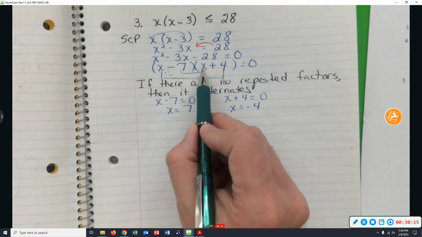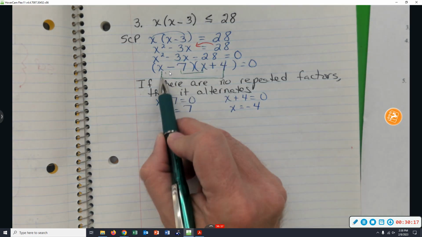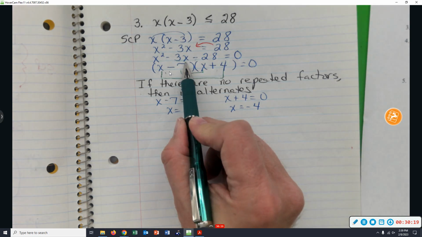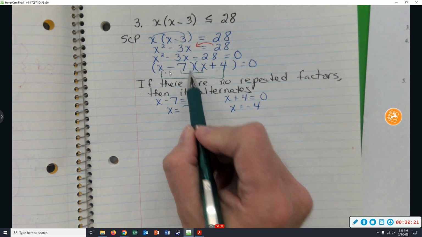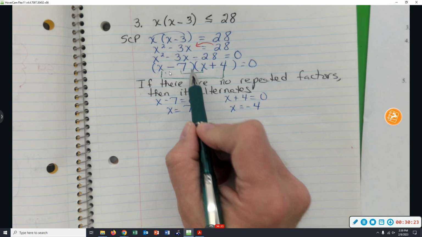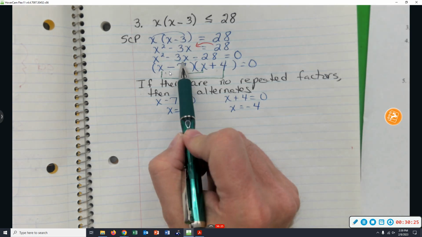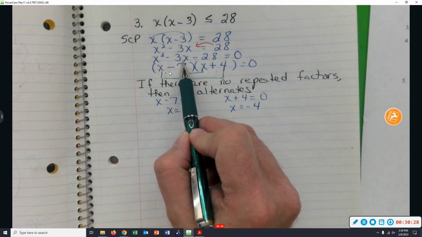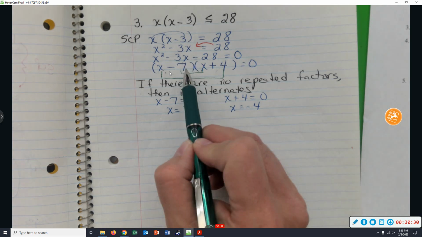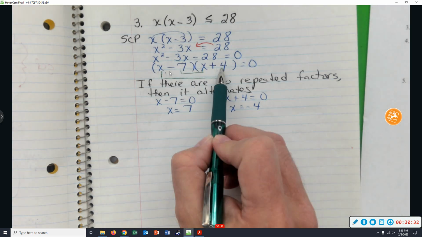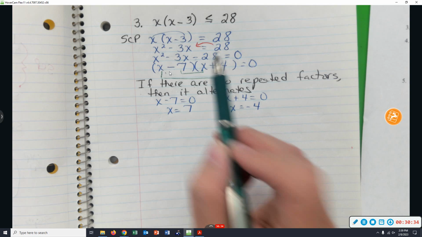So we have negative 7x plus 4x, negative 3x. And so these two middle terms here, and I didn't show that, add together to give the middle term here, negative 3x. But these last two terms, those should multiply. This mixed with the 3 and the 28.